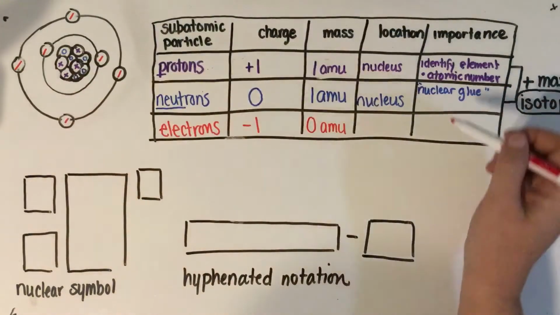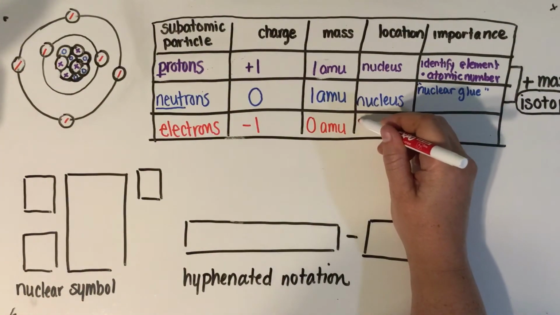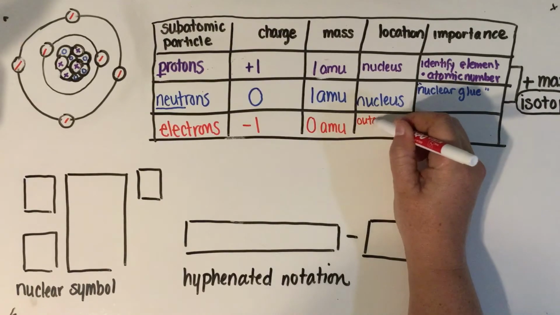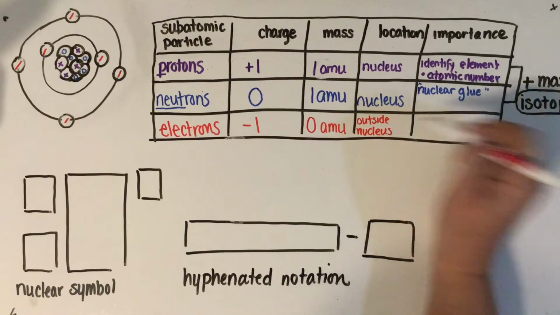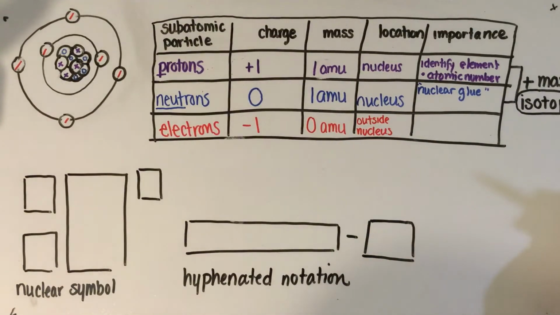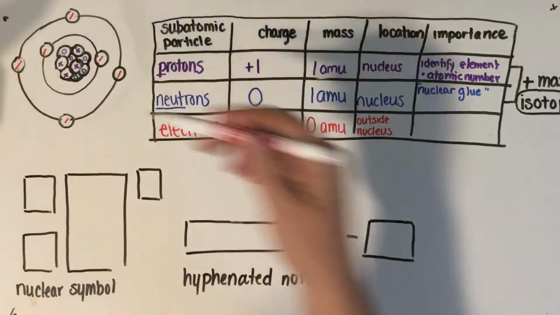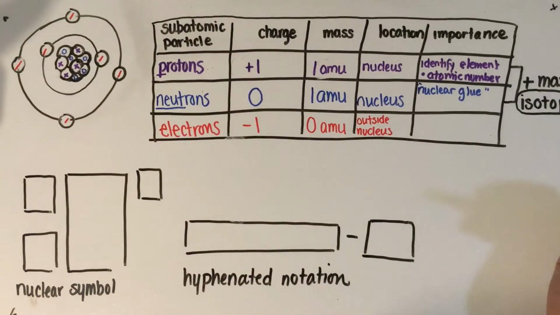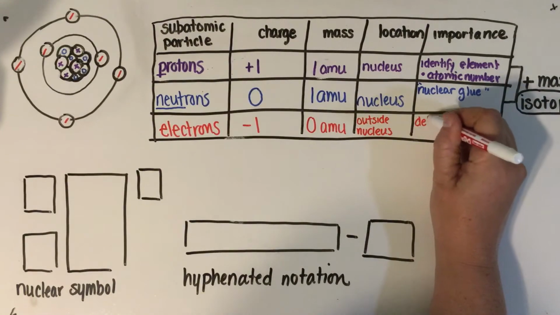Our electrons are the first things that are not found in the nucleus. These are actually found outside the nucleus. And you probably remember from previous lessons and other classes that we call these regions around the nucleus energy levels. So we can say that our electrons are found in energy levels outside the nucleus. The importance of the electrons is that they determine the reactivity.